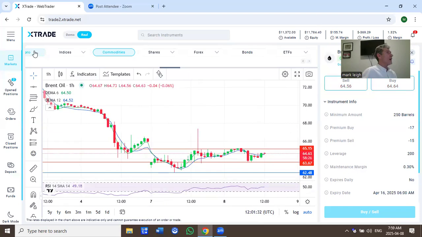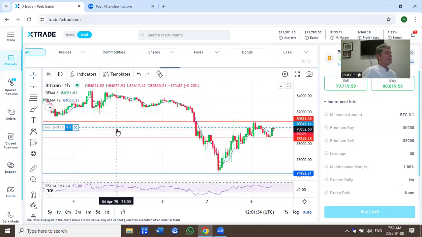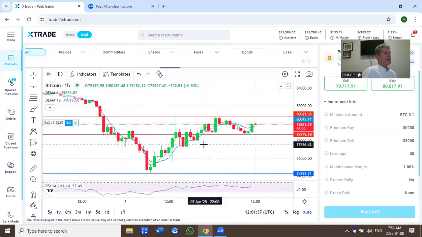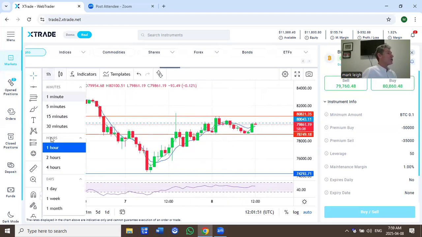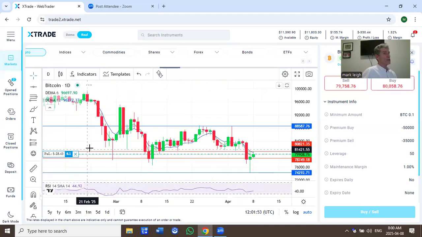And then we have Bitcoin. There's the hourly sitting in this tight range between 78,000, 78.7, 80.7, a $2,000 range, but very flat since yesterday. Let us zoom out and have a look from a daily perspective.